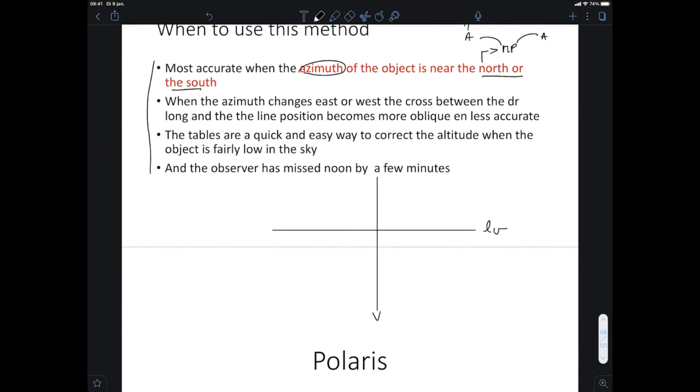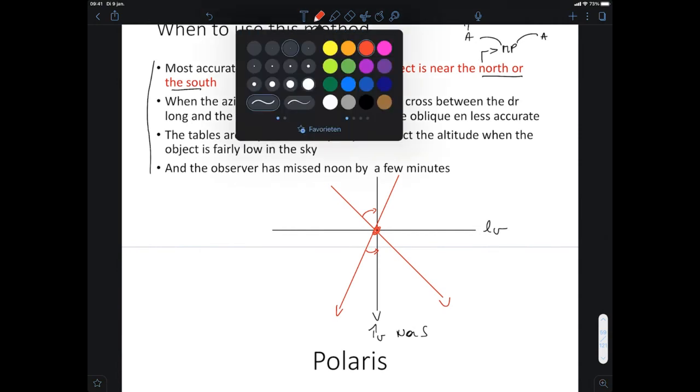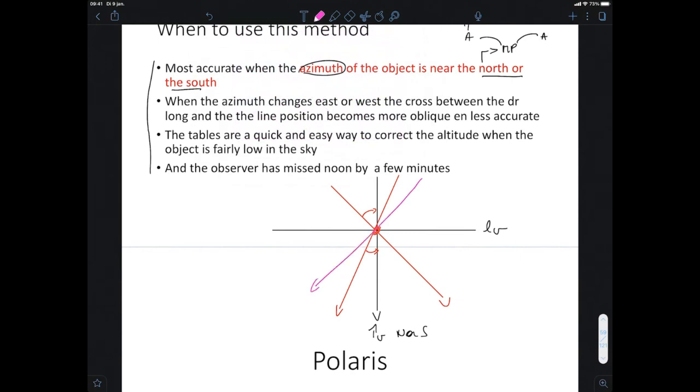This is a position line perpendicular to a true bearing, north or south. But if your true bearing diverges from this north or south and changes to the east or to the west, something like that, you get an angle between the north-south bearing and your actual bearing at the moment of meridian passage. And the more you deviate from the east or the west, the bigger these angles get and the more uncertainty you get.